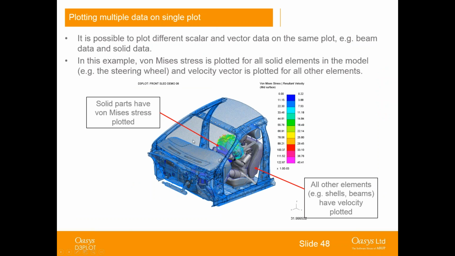Okay, and we can plot multiple data. In this case, this is just an example, but the solid parts have von Mises stress plotted on them. It's a steering wheel. Some of the other elements, such as the airbag, have the velocity plotted on them. It's probably a bit of a strange thing to plot, but it's just demonstrating that we can plot lots of things on the same plots, and you can have a lot of information that is very clearly presented.